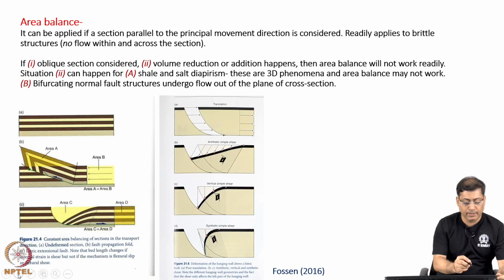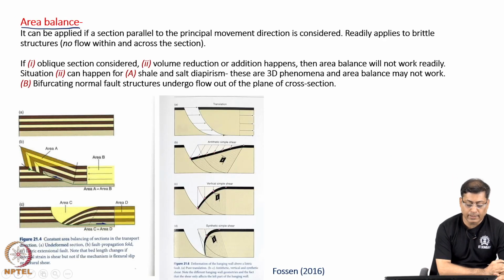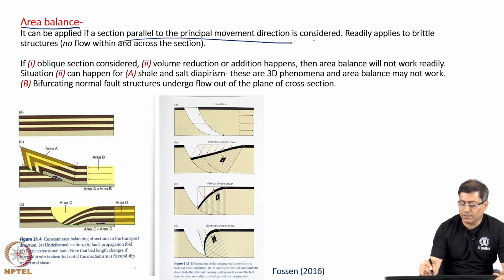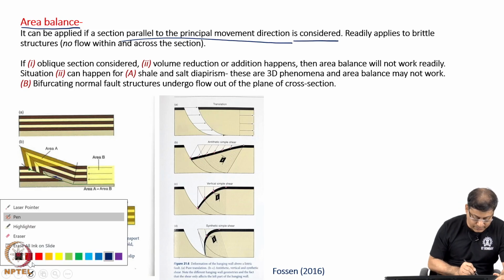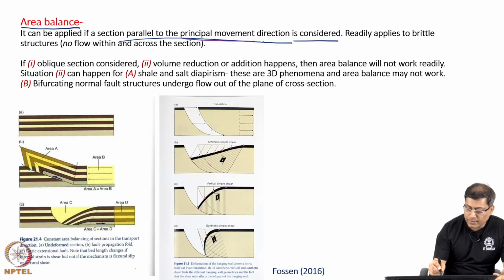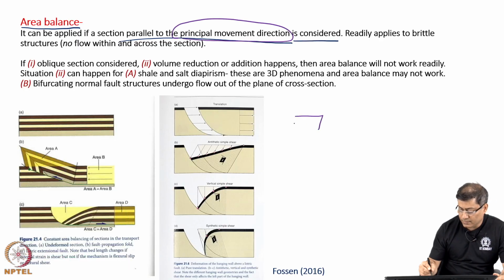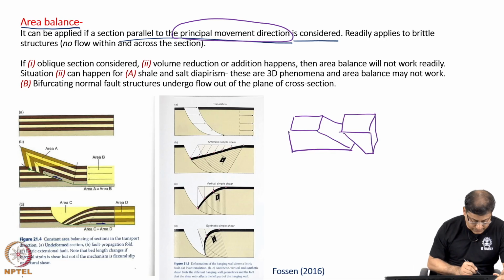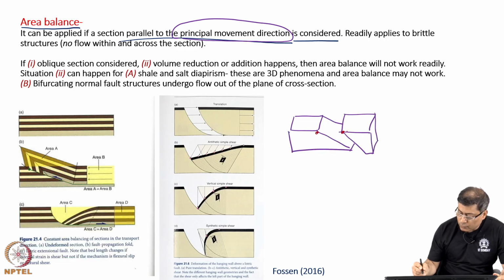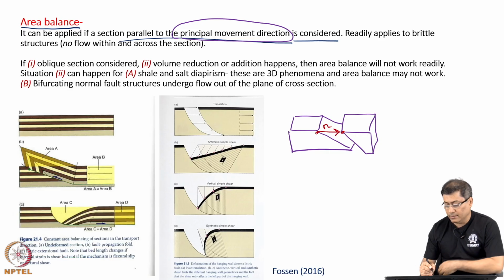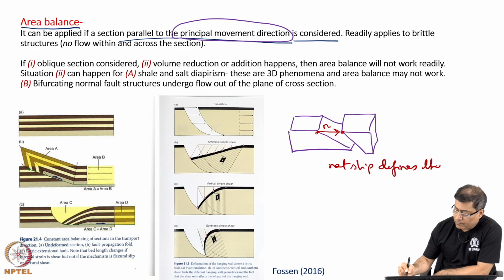Let us look at the area balance issue. The area balance can be applied if a section parallel to the principal movement direction is considered. We need to understand what is the meaning of the principal movement direction. Consider an oblique slip normal fault. In this case, these 2 points were together before faulting, and this defines a net slip. Net slip defines the principal movement direction for brittle faults.